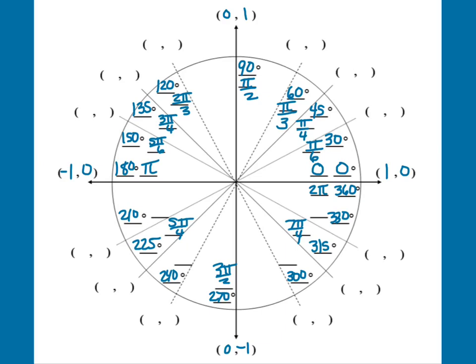Keep counting multiples of pi over 6. We're at 6 pi over 6. Next one is 7 pi over 6. 8 pi over 6 reduces to 4 pi over 3. 9 pi over 6 reduces to 3 pi over 2. 10 pi over 6 reduces to 5 pi over 3. And then we have 11 pi over 6 before we reach 12 pi over 6. 12 pi over 6 is your 2 pi. Hence, we've made it all the way around the circle with multiples of pi over 6.